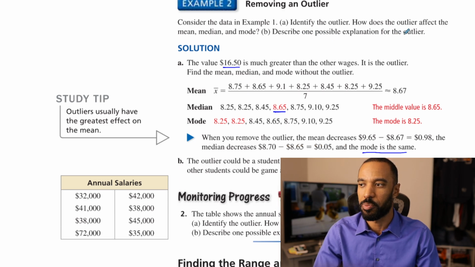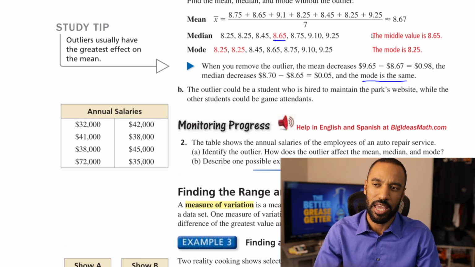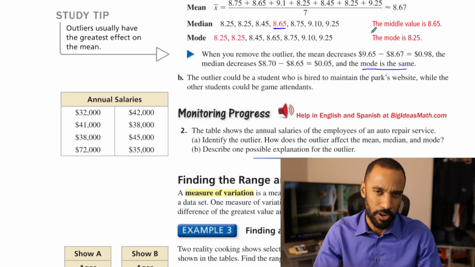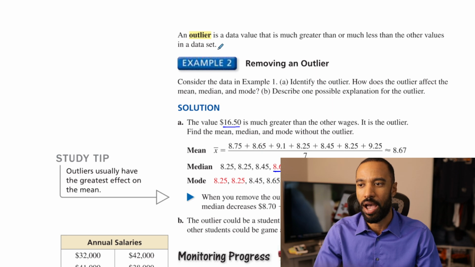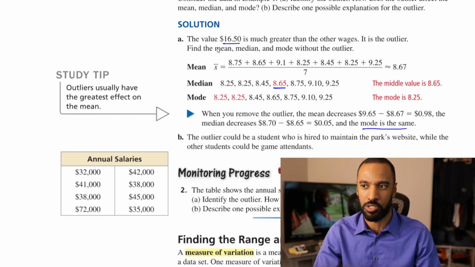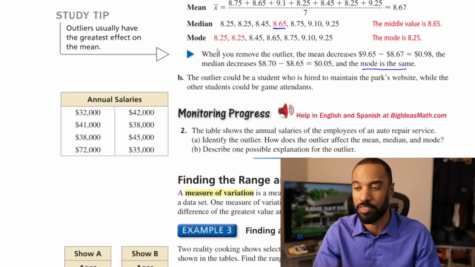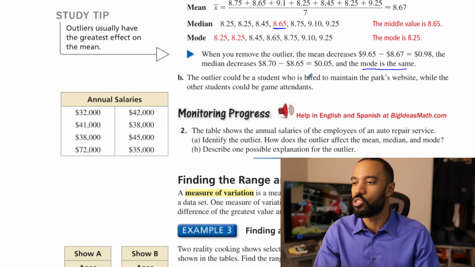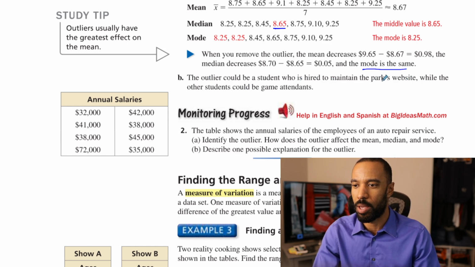Describe one possible explanation for the outlier. Let's read what they say, because this is one that's obviously very open-ended. What can explain why a student would be paid $16.50, whereas the other ones would basically be paid half that amount? The outlier could be a student who is hired to maintain the park's website, while the other students could be game attendants.